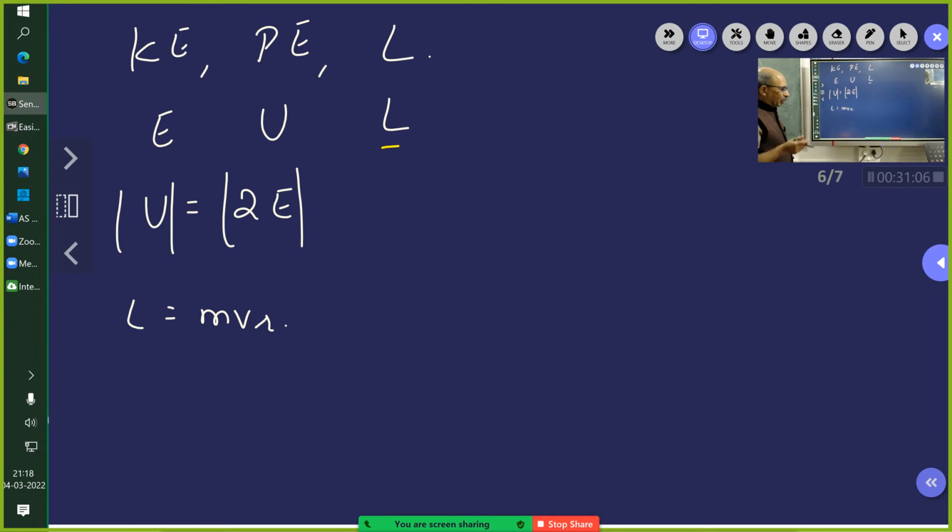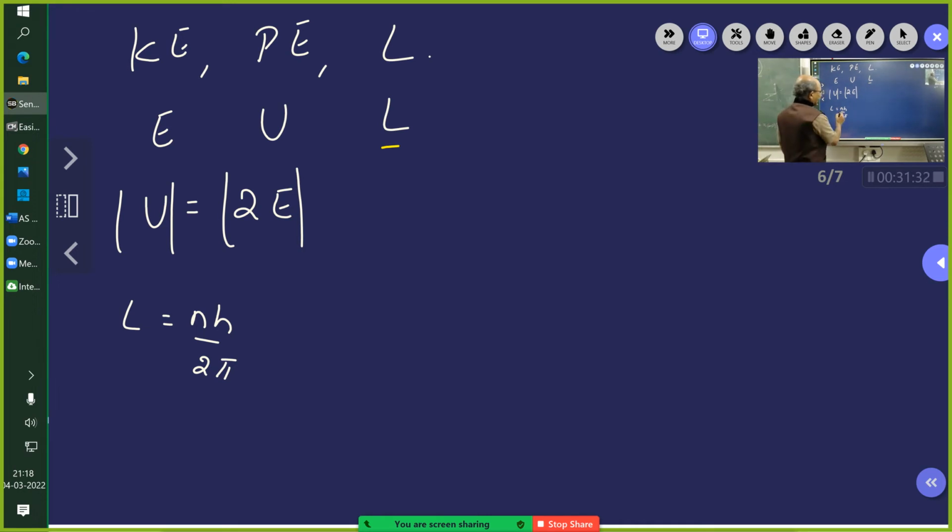Momentum also. Okay, mvr, right? So angular momentum is mvr. But now, how will you relate angular momentum with the kinetic energy? Because that is the basic postulate of Bohr. Angular momentum will be equal to nh by 2 pi. I suppose all of you know this basic postulate.